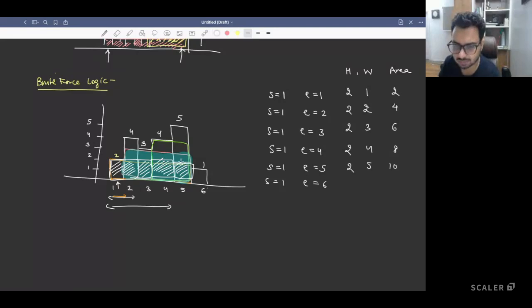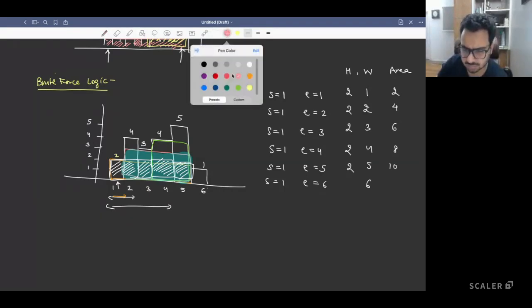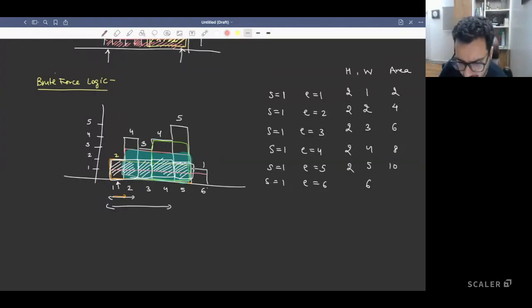What will happen? Width I know is 6, but what is the height now? What height will we get? 1. Absolutely correct. So height is nothing but the minimum across this, right? You still get a rectangle, but now the height is decided by this part.